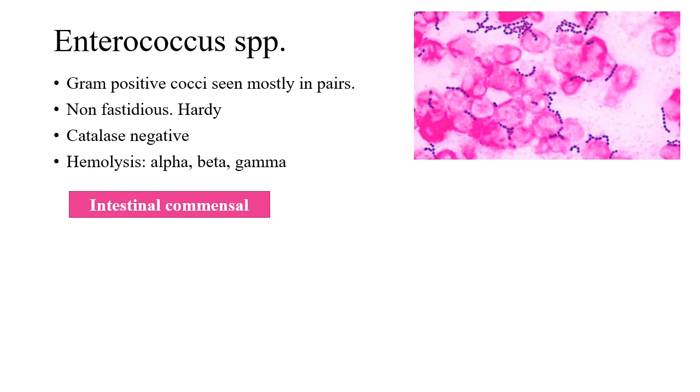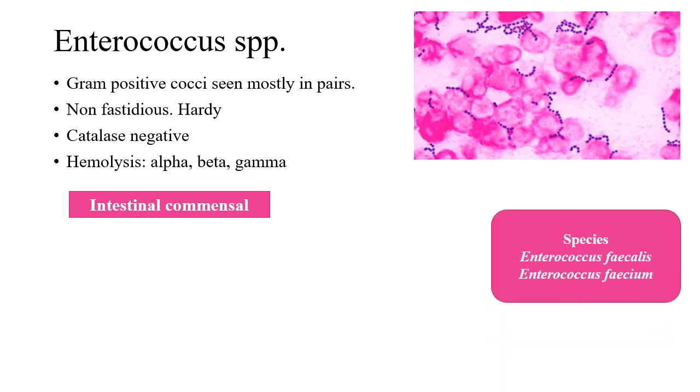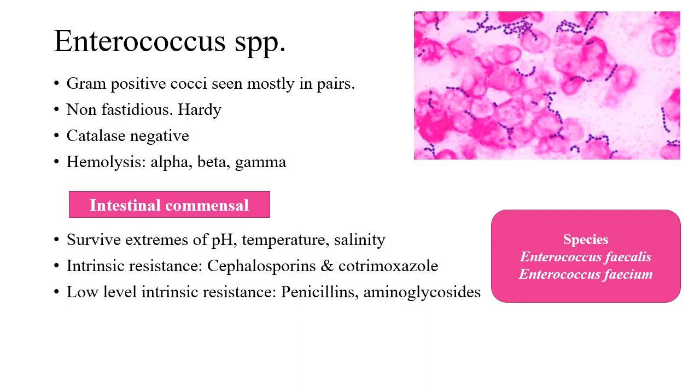It is catalase negative. It can be alpha, beta, gamma. All types of hemolysis can be manifested. It is an intestinal commensal. So it can grow in the presence of bile, which you know is present in the GI tract. It can survive extremes of pH, temperature, salinity. The problem with this bacteria is it has intrinsic resistance to certain very important antibiotics like the cephalosporins and cotrimoxazole. It also exhibits low level intrinsic resistance to penicillin and aminoglycosides.